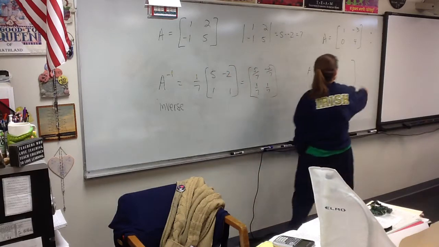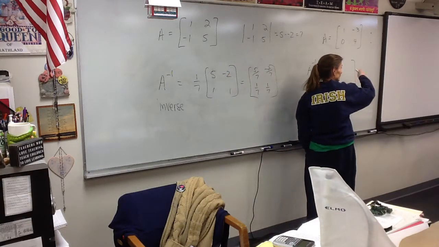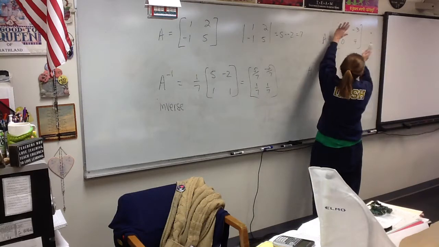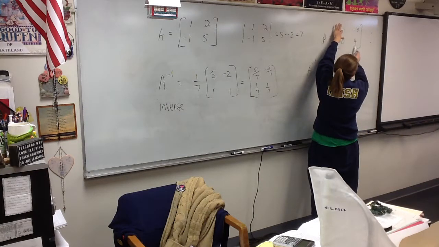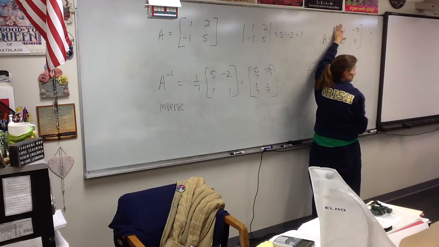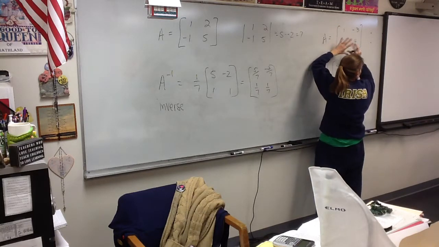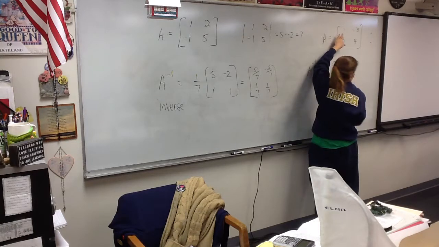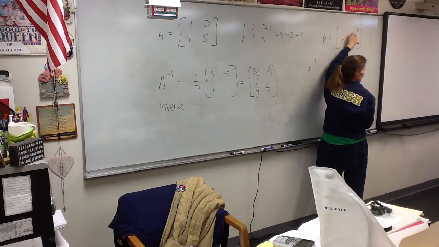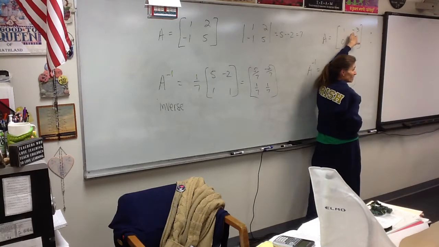Now we're going to build a new matrix here. So we take these two numbers and do what with them? So we put a 4 and a 1. And then we take these two numbers and we change their signs. Now 0 is just 0. But this negative will become a positive.